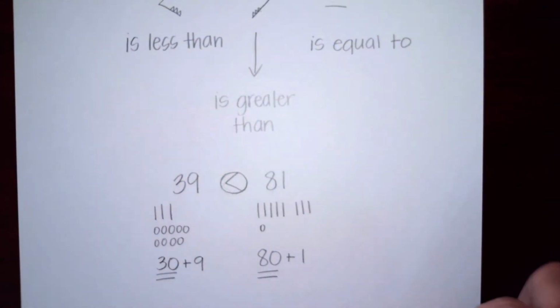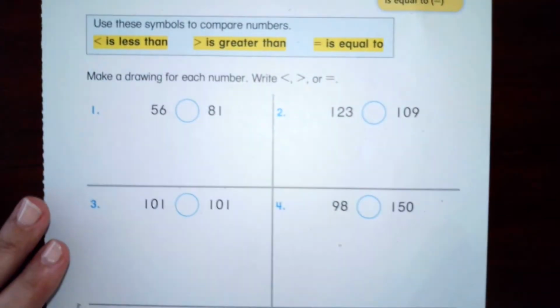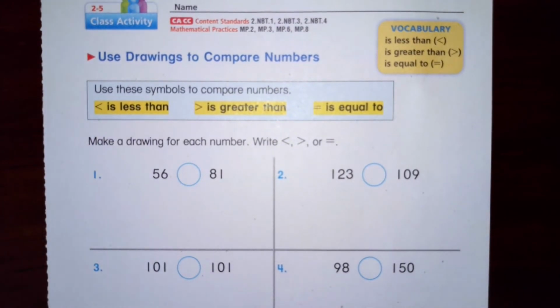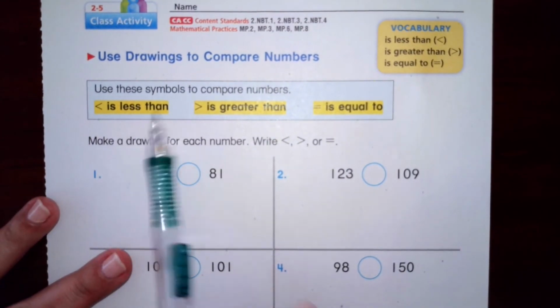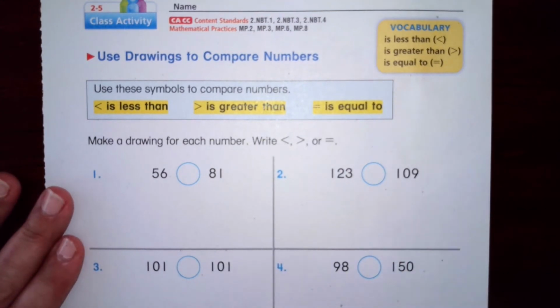Okay? So we're going to work on some problems in our math book to get some good practice. And then I'm going to let you do a bunch of problems on your own to see how you're feeling. So what you need right now is a pencil and your math book open to page 83. So this is what page 83 looks like. It reminds you of the symbols, and it gives you 6 problems to practice with.